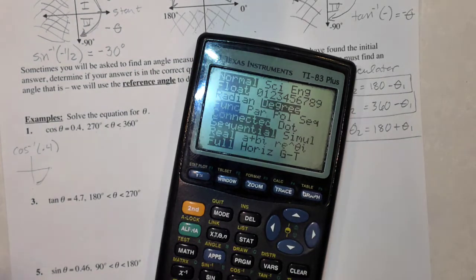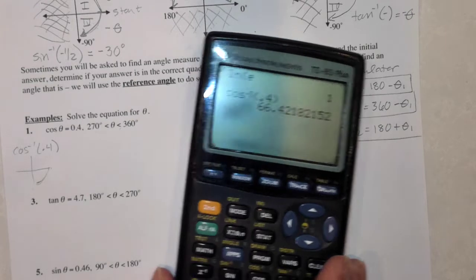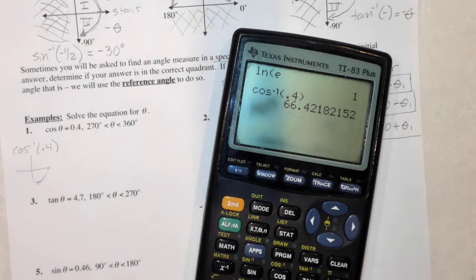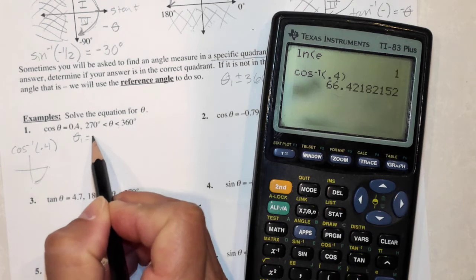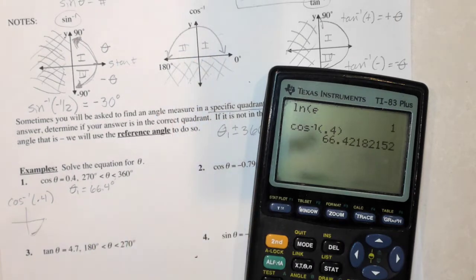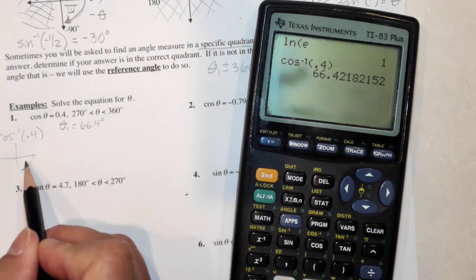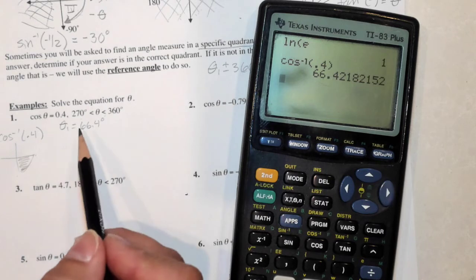So I'm going to go to my calculator and go to second cosine, so inverse cosine, 0.4. I'm asking my calculator what angle has that. And my first answer is going to be 66.4 degrees. But the first answer that I get, which has to be in this zone because that's what the calculator does, cannot be the one I want because I'm trying to be down here in this quadrant.